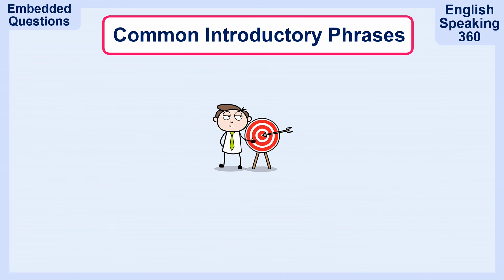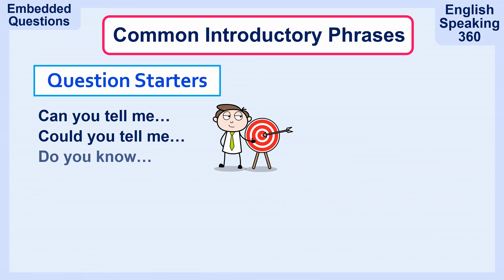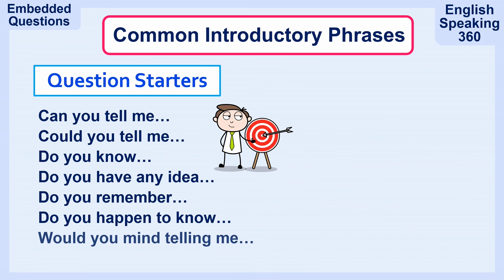Here are some of the most common introductory phrases that we're going to see in this video. So if you want to ask a question, you can start with, can you tell me? Could you tell me? Do you know? Do you have any idea? Do you remember? Do you happen to know? Would you mind telling me? Or do you think you could? These are very common when you want to ask a question with an embedded question inside.